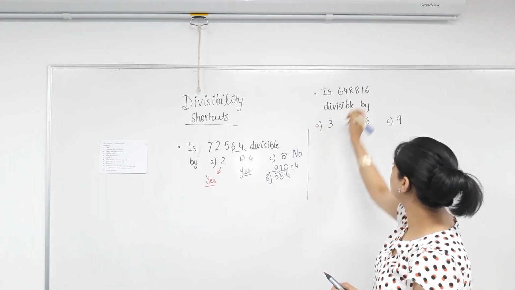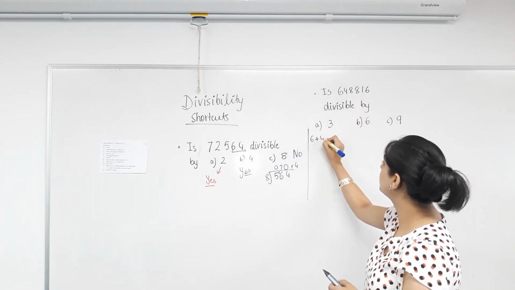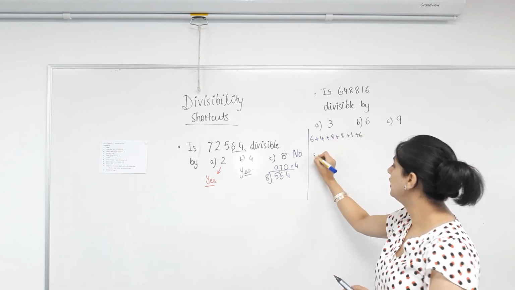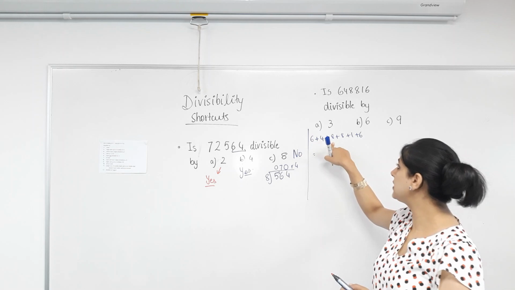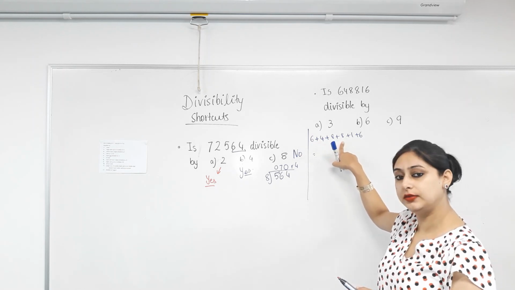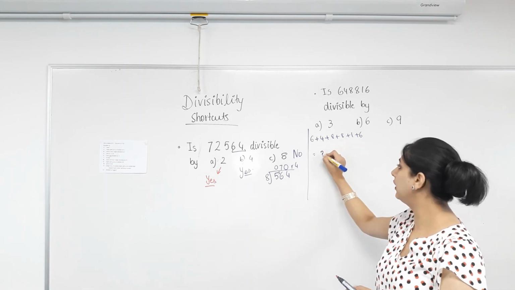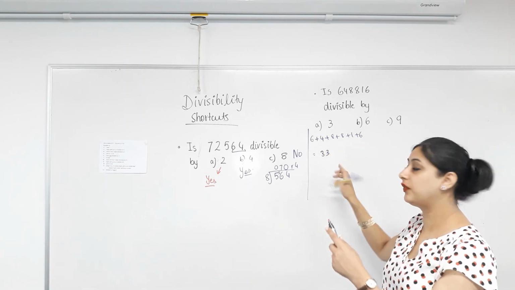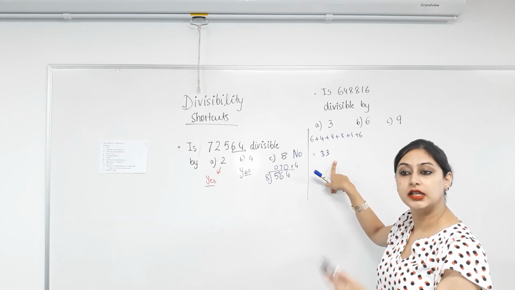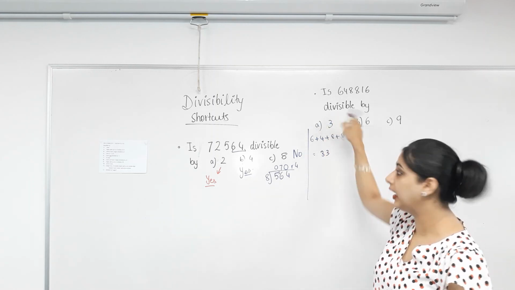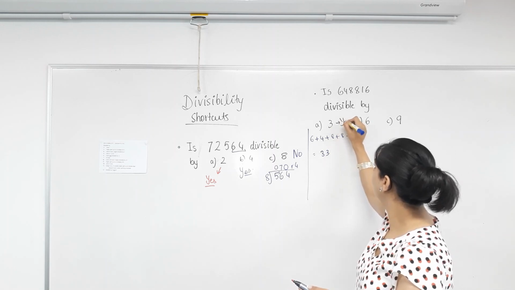So let's add the digits up to this number. So 6 plus 4 plus 8 plus 8 plus 1 plus 6. 6 plus 4? 10. 10 plus 8? 18. 18 plus 8? 26. Plus 1? 27. Plus 6? 33. Is 33? You can actually do it further. 3 plus 3 is 6. Is 6 divisible by 3? Yes. So will this be divisible by 3? Yes. Isn't it fun?